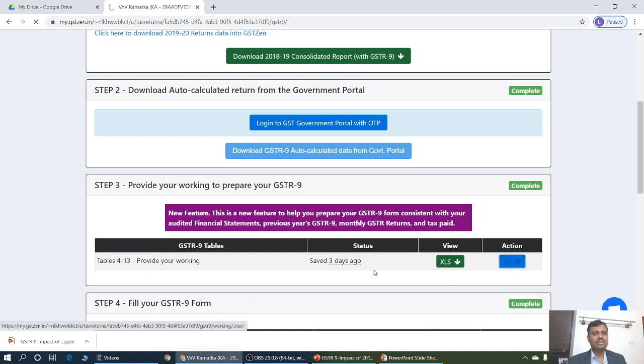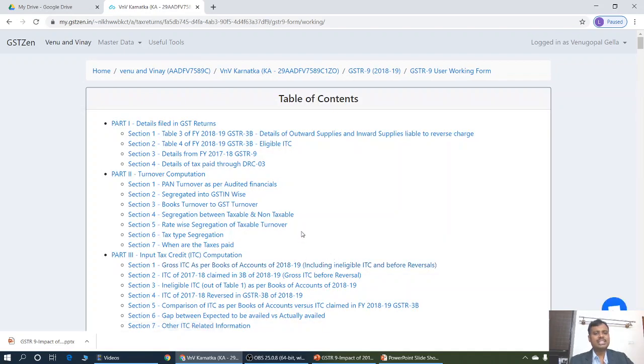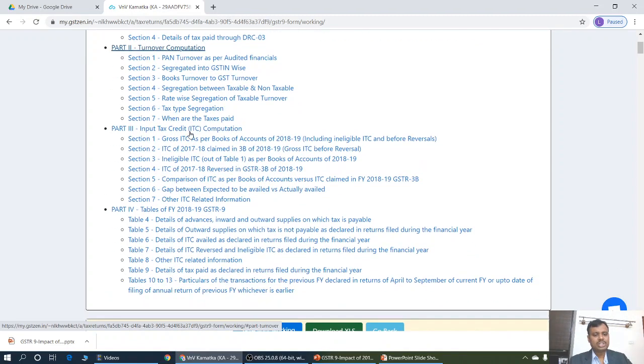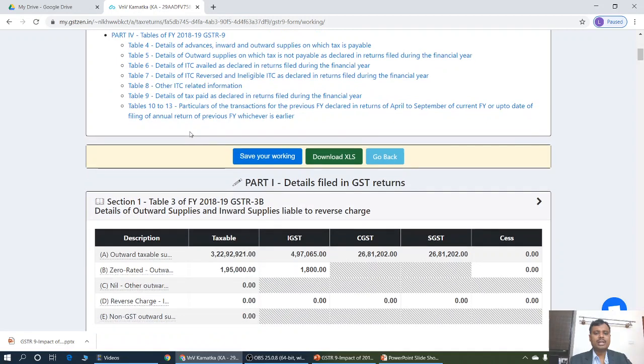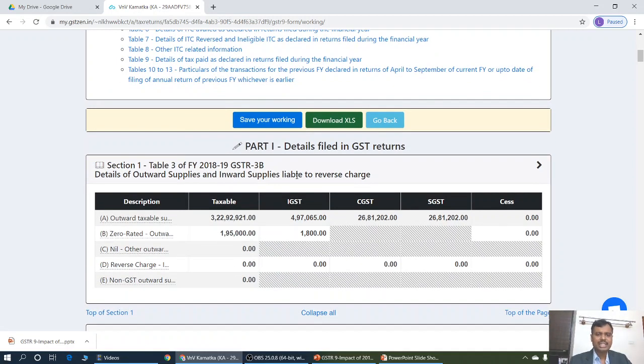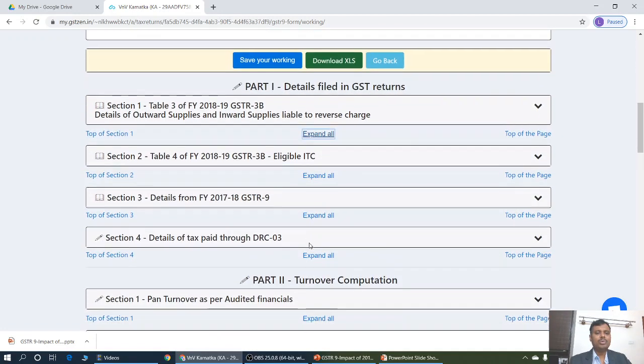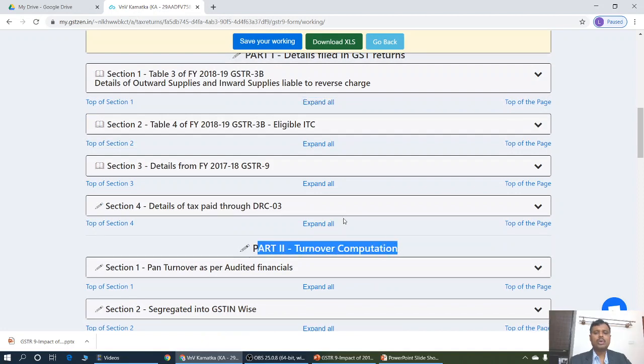I am clicking on this fill button. We will log into GSTZen. There are various sections in total. Part 1 is the details which are there in the GST returns. It is static information, we cannot do anything. Part 2 is computation of turnover. In this chapter, we will only discuss how we arrive at gross turnover. So let me jump directly to part 2. There is a lot of information available which is downloaded from the portal. Let me collapse all and directly move to part 2, which is turnover computation.